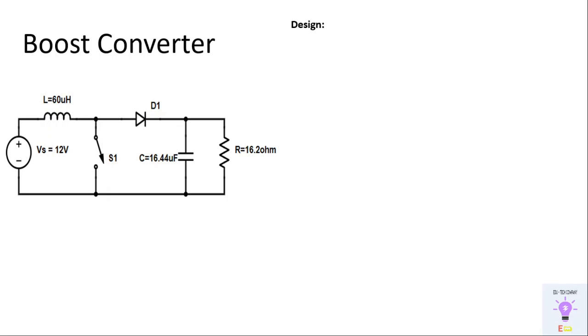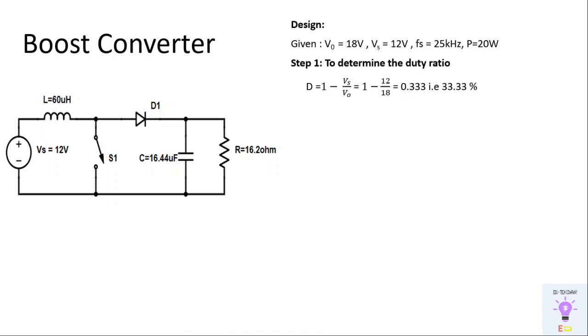So we are going to go into the design part of it. We have certain design specifications already given, so we're going to decide according to it. So there are three steps. The first step is to determine the duty ratio. Duty ratio is actually given by this formula. So this basically decides the amount of output voltage that has to come at the output. We are using a duty cycle of 33.33% in this case.